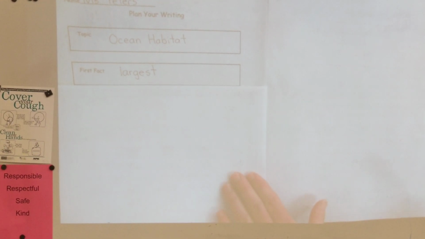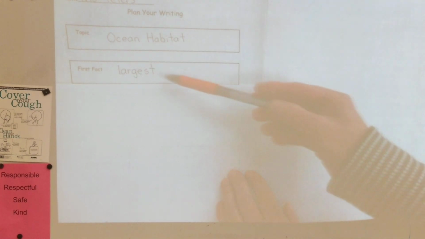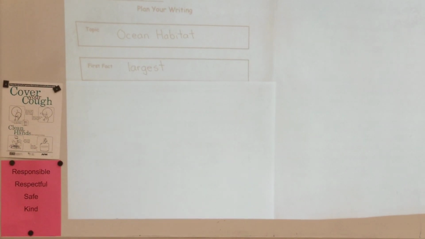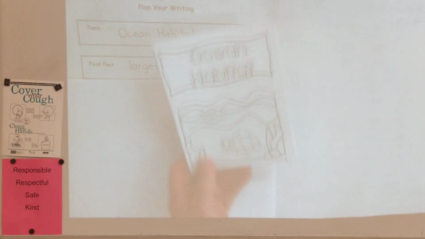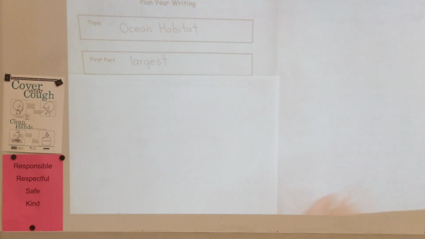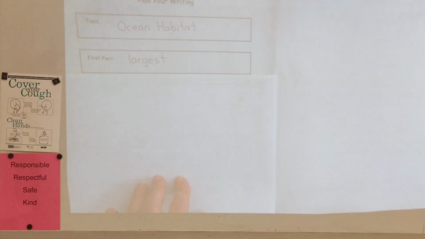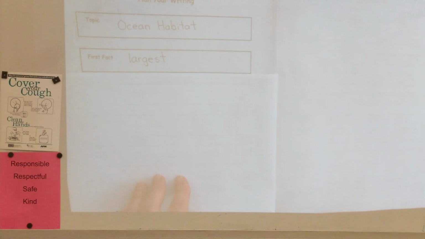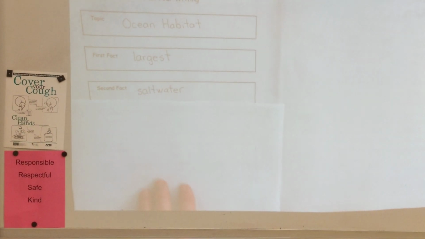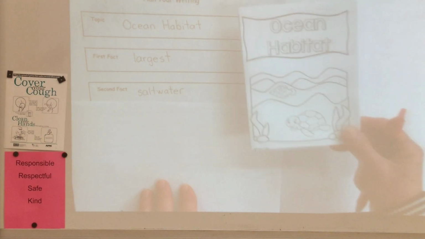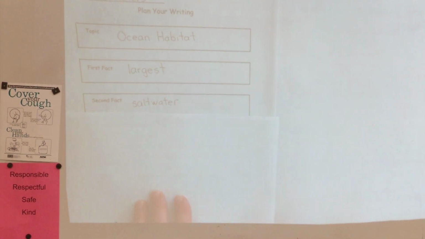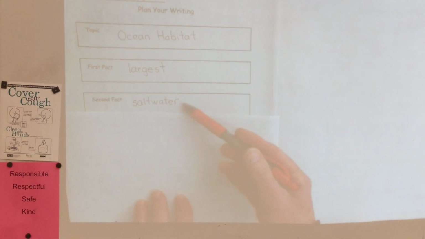Now the first fact I've chosen to write about today is going to be that it's the largest habitat on the planet. Something I got out of our ocean habitat book. Now again, I didn't write a whole sentence on my plan, just a word to remind me. The second fact I've chosen to write about is again something else I learned about in our ocean habitat book, that the ocean is made up of salt water.